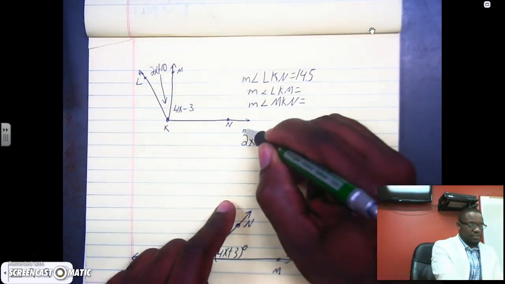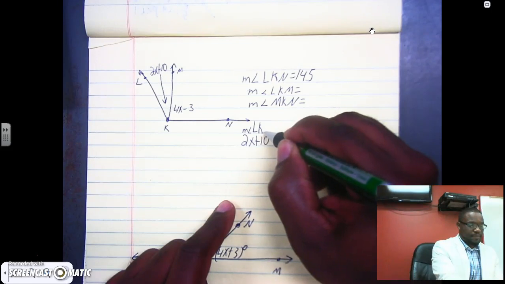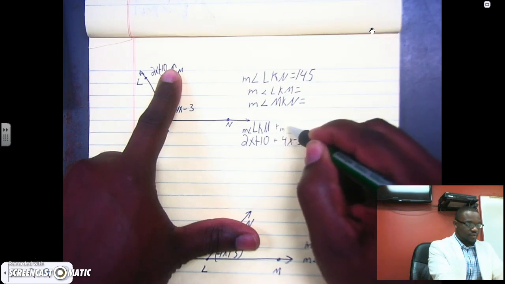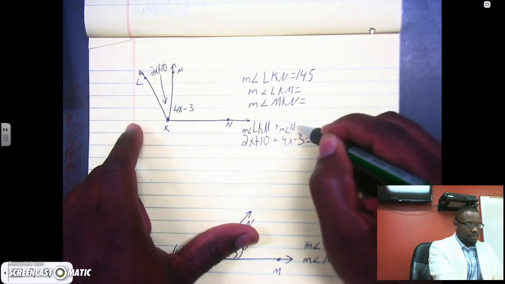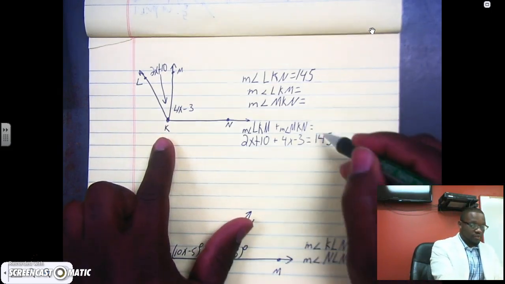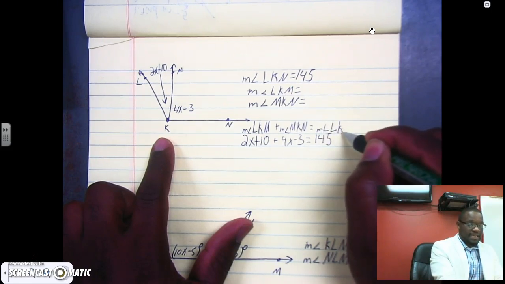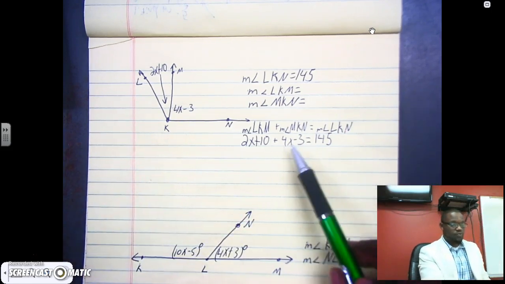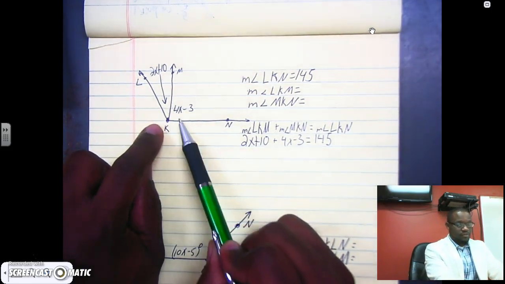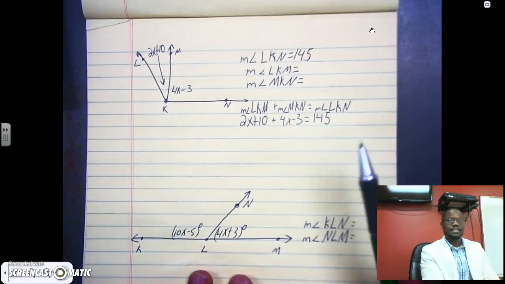I can take the measure of angle LKM, which is this one right here, plus the measure of angle MKN, and that's going to equal the whole thing, which is angle LKN. So each one of these represents those. This part plus this angle equals the whole thing. You're going to have to be able to visualize that and see that as a student.